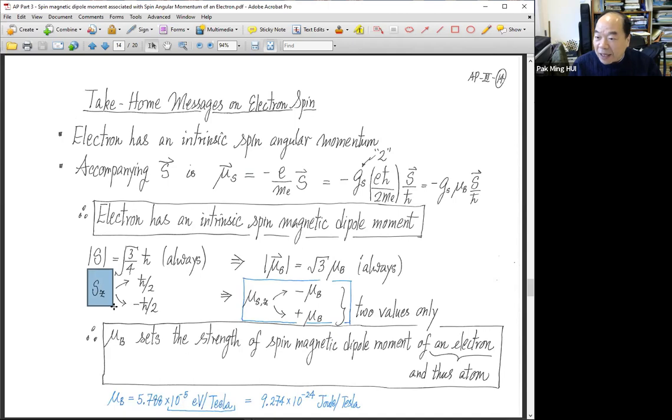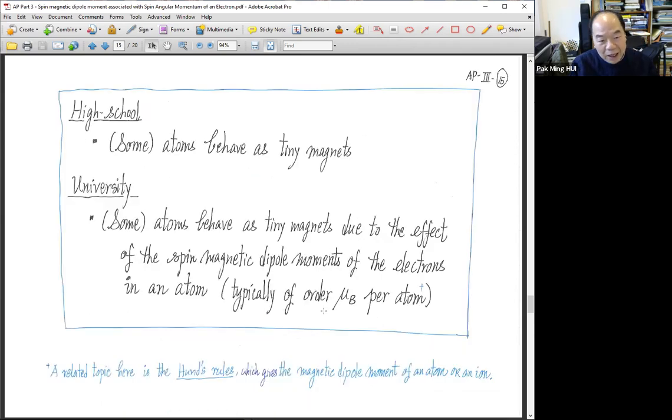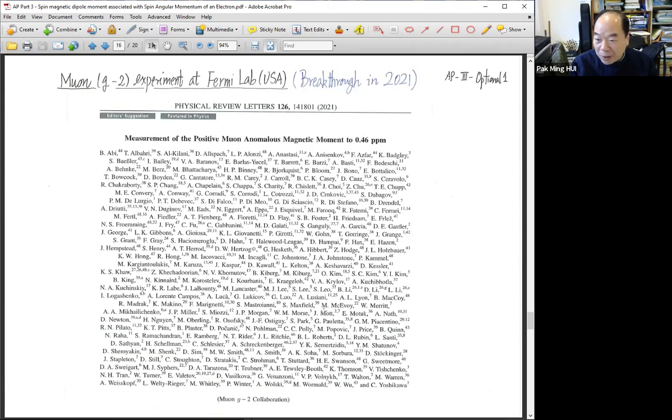Spin has two values in any direction, the projection. Therefore, the spin magnetic dipole moment also has two values. It is plus minus Bohr magneton. Okay, so these are the key elements. Last time I also told you about the breakthrough last year on the muon, which is a cousin of the electron in the standard model.